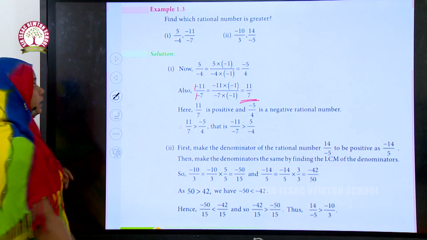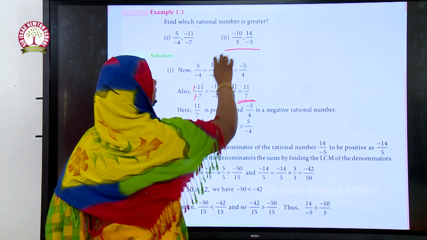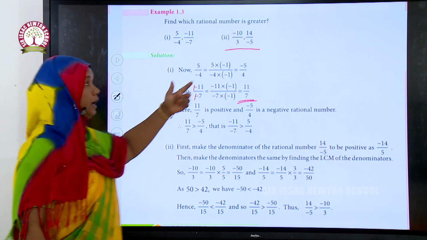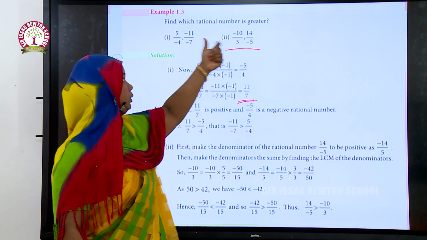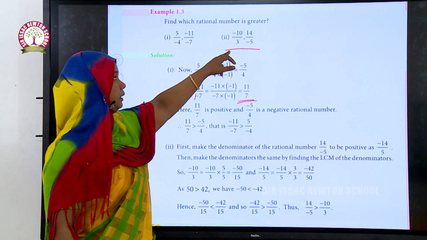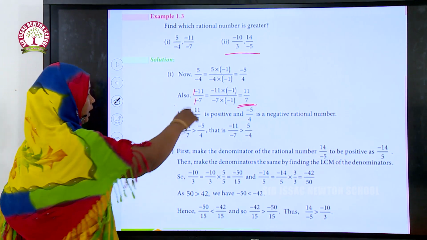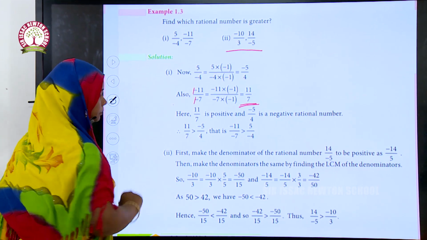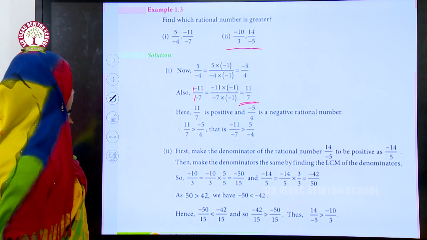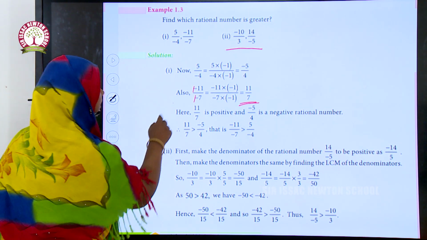See here in the second problem, minus 10 by 3 and minus 14 by 5 are both negative numbers, is it not? To say which is greater, we first have to make the denominators equal. So how to make the denominators equal? What is the LCM for 3 and 5? For 3 and 5 the LCM is 15.